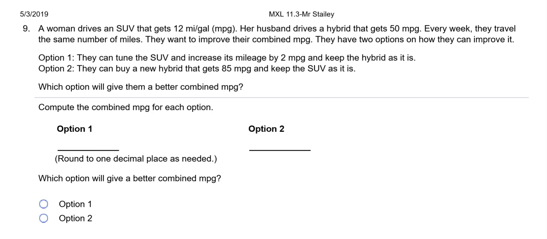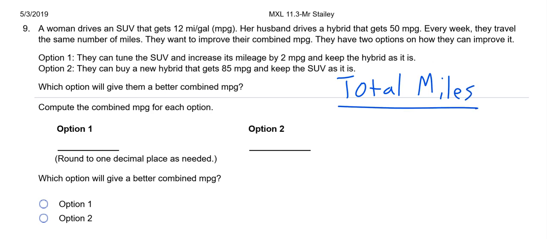We want total miles over total gallons. But you'd add an extra 2, so that'd be 64. But if you get option 2, which is 85 miles per gallon, that already beats it. Okay, so let's see what happens here.